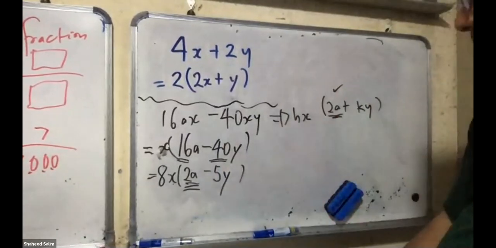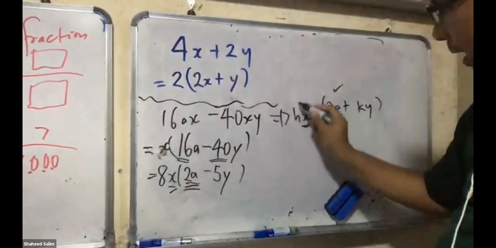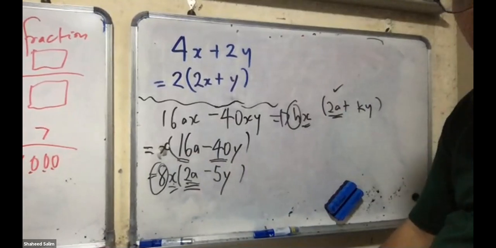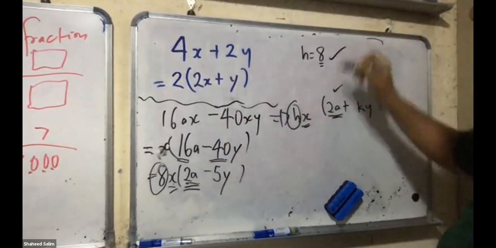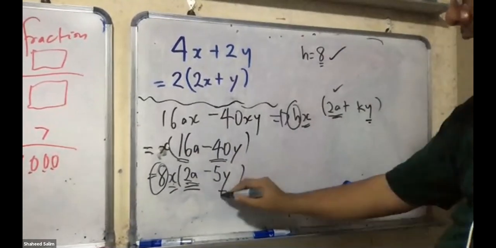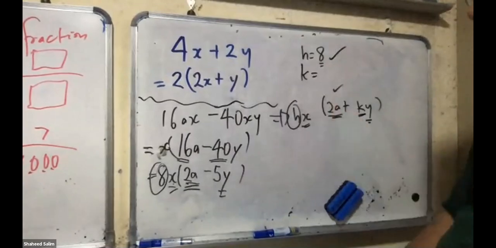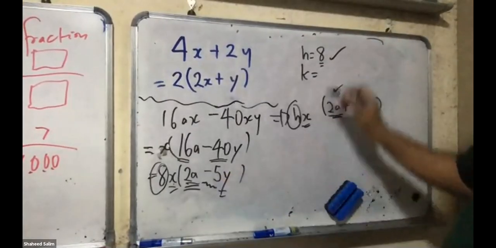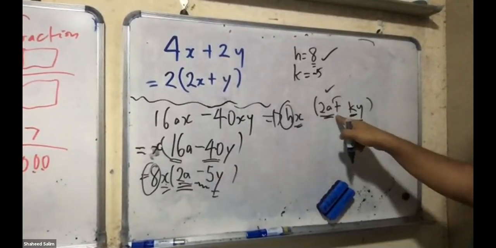And then, if you notice, hx, you have x down here. So h is most probably equal to 8. You solve what h is. And then we have y here. k must be equal to, 5. Notice this is minus 5. Okay, we put minus 5 down here. You put the minus 5 here, this one becomes minus also.